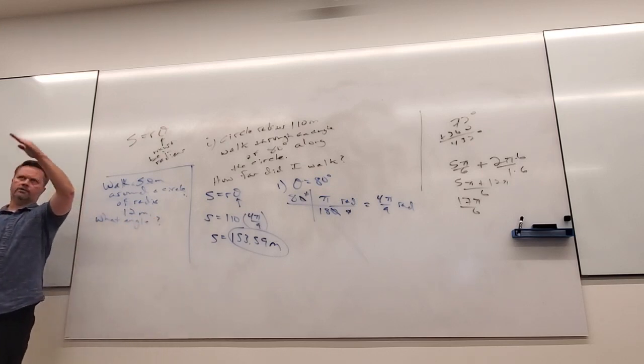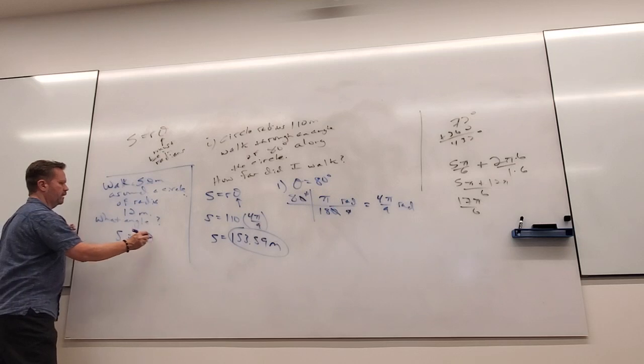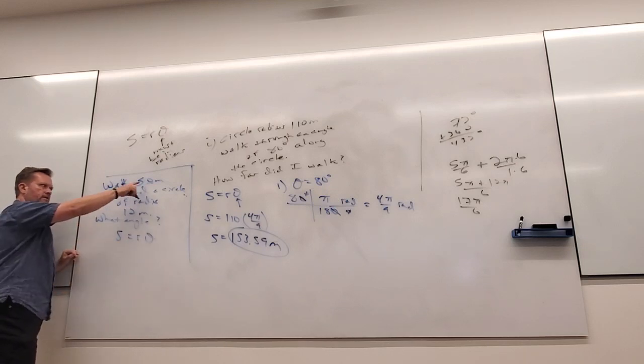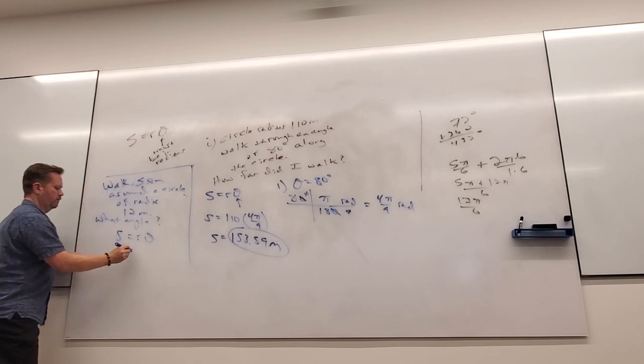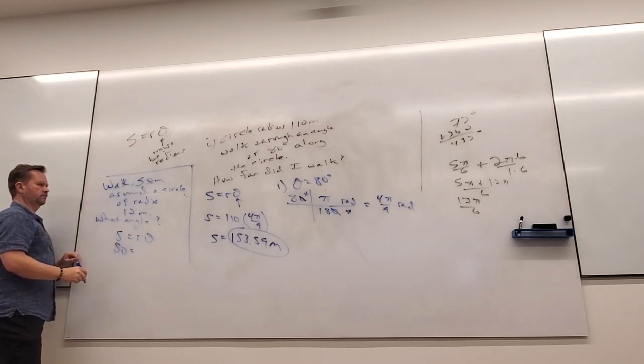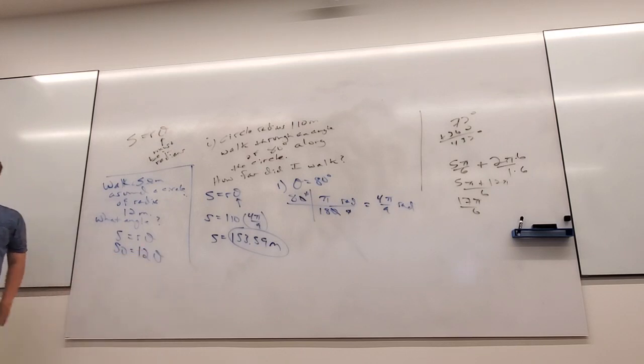What angle did I kind of trace out? S equals r theta. What's S? 50, because this is how far I went, correct? S is the arc length, how far I went. What else do I know? The radius. Right? And then how do you figure out the angle? Divide. Yeah, divide by 12.